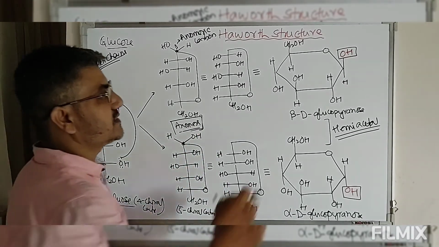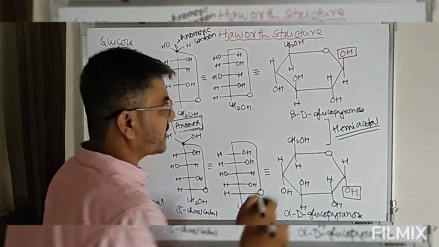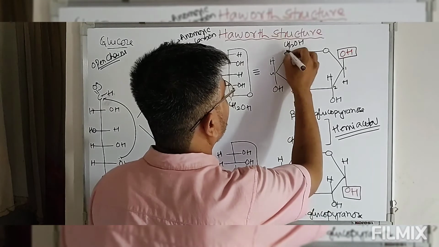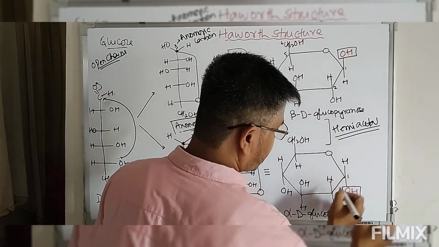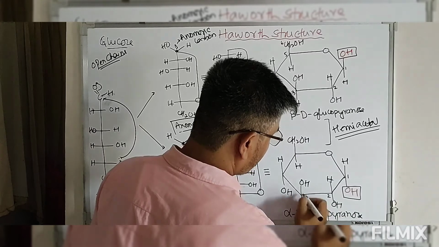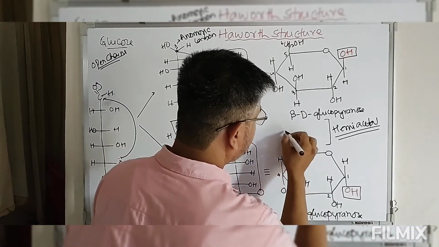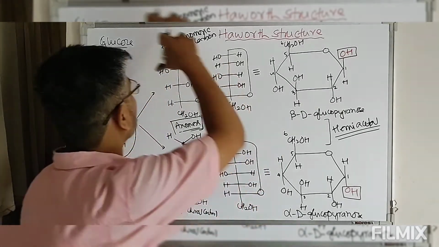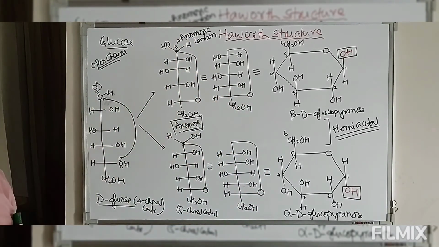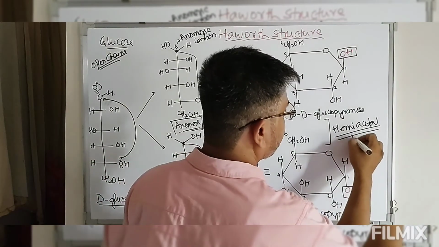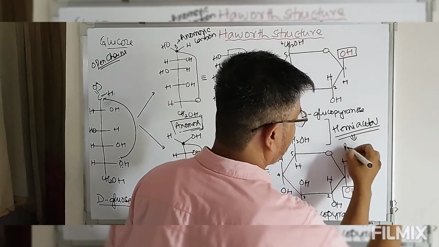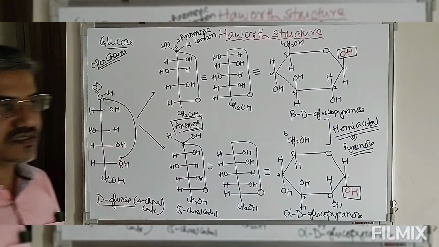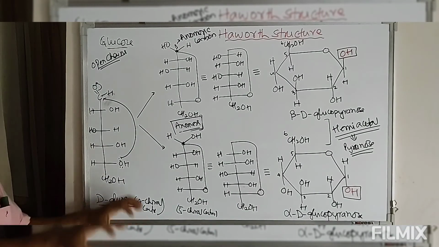This is a 6-member ring, this is also a 6-member ring. Okay, this is carbon number 1, carbon number 2, 3, 4, 5, 6. This is the chiral carbon or anomeric carbon. 2, 3, 4, 5, 6. So glucose exists in a 6-member cyclic structure. This 6-member cyclic structure, hemiacetal form, is known as pyranose ring.